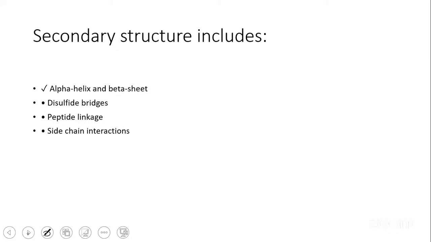Secondary structure of proteins includes alpha helix and beta sheets. Alpha helix and beta sheets. There's no way you watch my previous videos on this topic and you will not get these answers. Not possible.